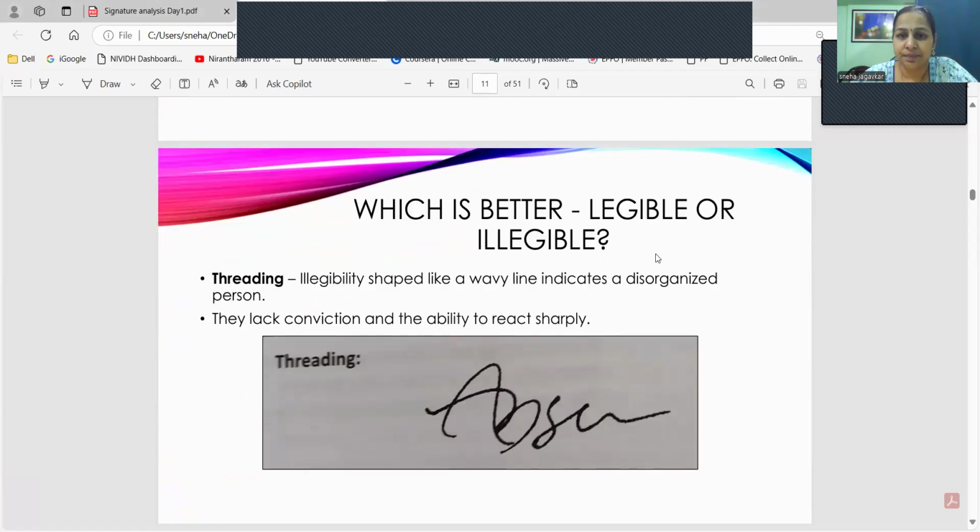Then comes threading. Again, this is the picture which I have attached. And threading, you could probably say is like the ECG that we have in the operation theaters. It goes up and down, and that becomes a thread thing. So wavy lines indicate a disorganized person. They lack conviction and the ability to react sharply.